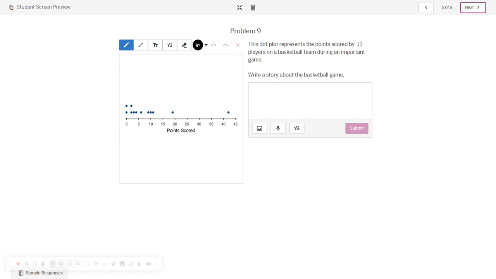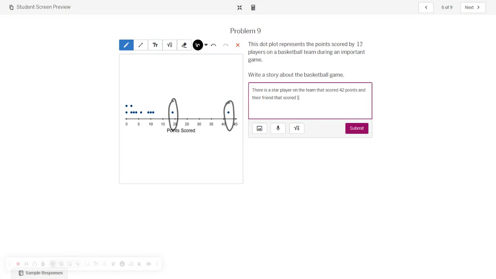Okay, points, the basketball game. Well, you got one person scored like a 42, one got like a 19, and then everybody else. I was going to say something like, there is a star player on the team that scored like 42 points, and their friend that scored 19. You're just making up a story about what you saw there.